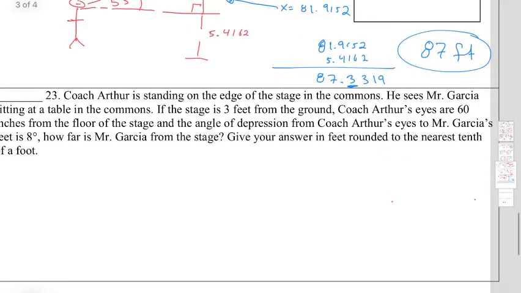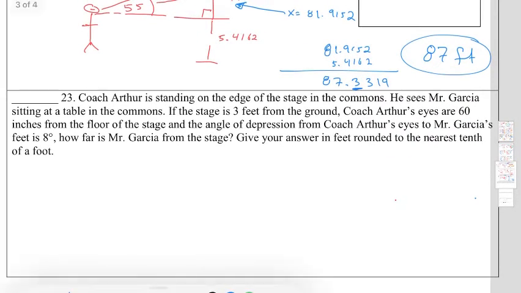Alright, moving on to 23. So for 23, we have a lot of information, so we're going to highlight what we need. It says, Coach Arthur is standing on the edge of a stage in the Commons. He sees Mr. Garcia sitting at the table in the Commons. The first thing to note is that the stage itself is 3 feet from the ground. And then it says Coach Arthur's eyes are 60 inches.